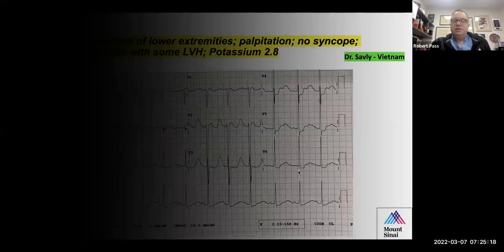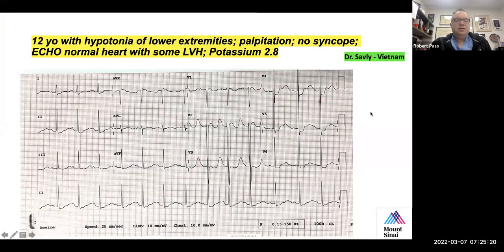So this is another tracing that Dr. Savli was kind enough to share with me. And this is what I was told. This is a 12-year-old with hypotonia of the lower extremities, palpitation, no syncope. Echo showed a normal heart with some LVH, and the presenting potassium is 2.8.